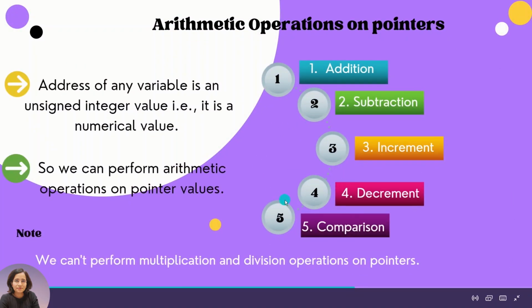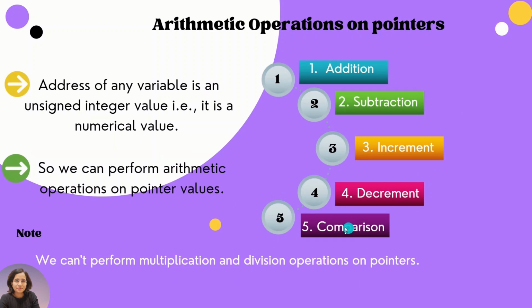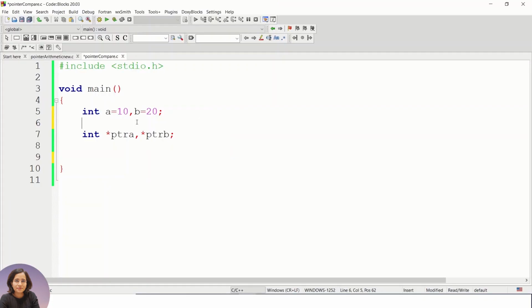In this way, we can increment the pointer variable as well as decrement the pointer variable. Now let me explain how we can compare two pointer variables. Let's consider a simple example. Here I am declaring two integer variables. Now I am declaring two pointer variables, pointer A and pointer B. Pointer A will point to the address of A and pointer B will point to the address of B. So let's initialize it. We can use all the relational operators to compare pointer variables.